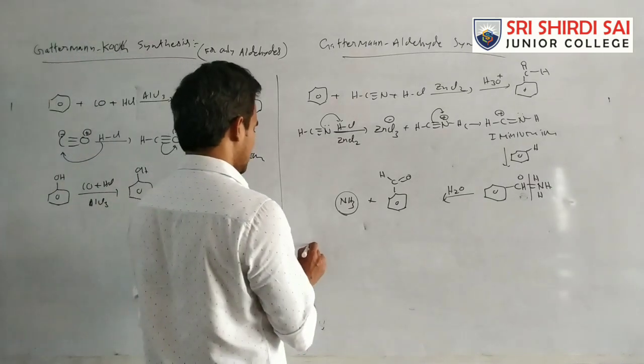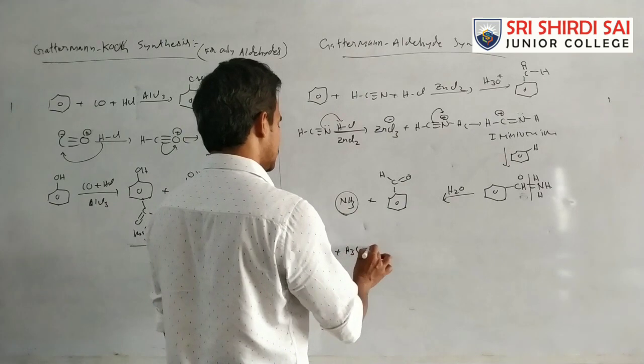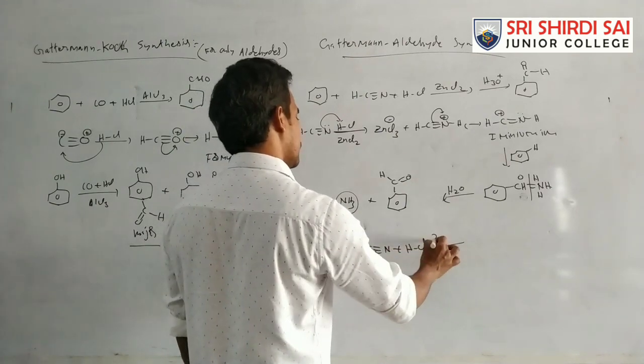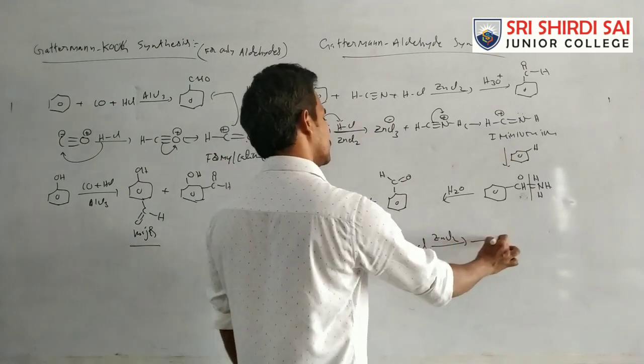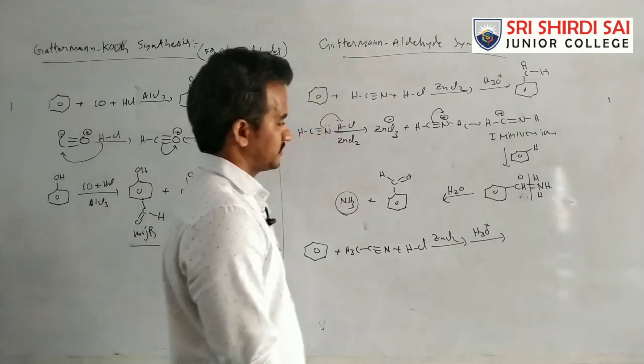Write the product for this reaction: I am taking CH3C triple bond N plus HCl, ZnCl2, followed by hydrolysis. Write the product.